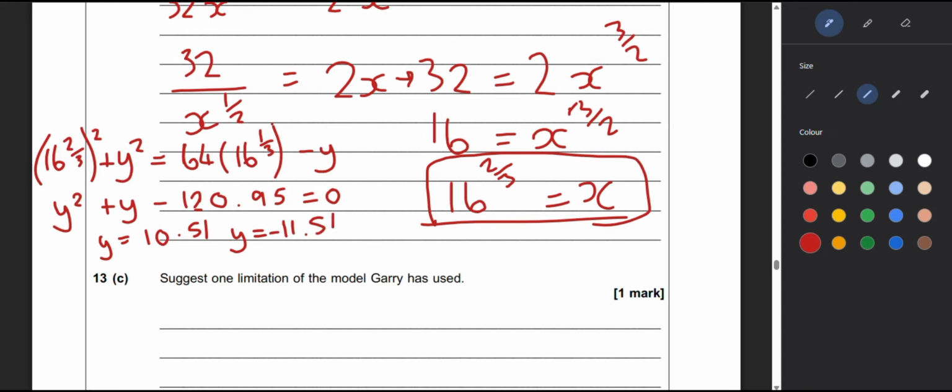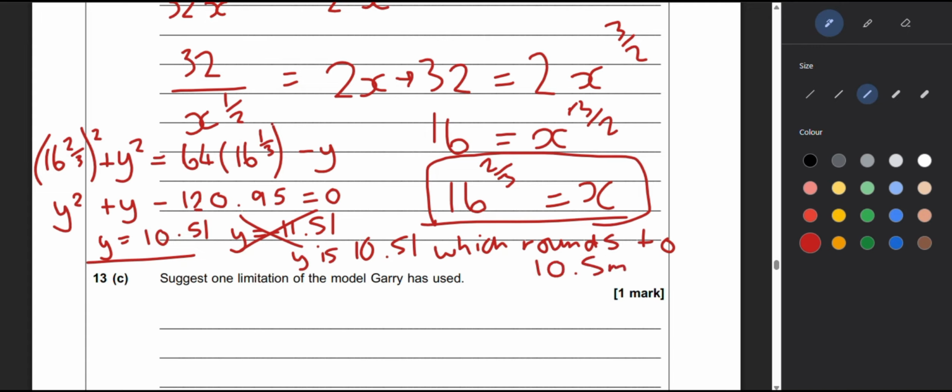So obviously the distance can't be negative, so it can't be that one. Vertical distance can't be negative, so therefore we've shown there that y is approximately 10.5 meters. So y is 10.51, which rounds to 10.5 meters. So just something on those lines just to say that, yes, that is what you get.